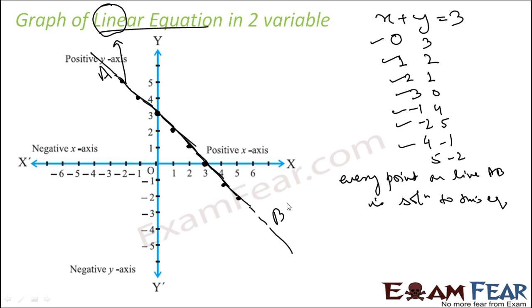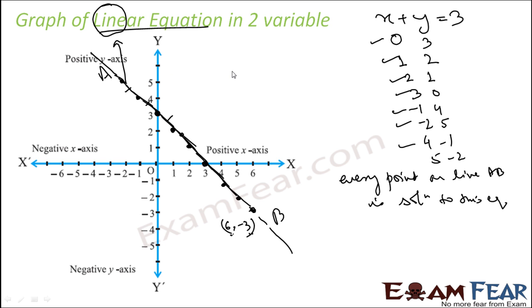For example, let's talk about this point. This point is what? x is 6, y is minus 3. Let's see if 6, minus 3 is a valid point. So x plus y has to be 3. 6 plus minus 3 is 3. Correct? This is a point. If you take any point on this line, all these points are solutions to this equation.